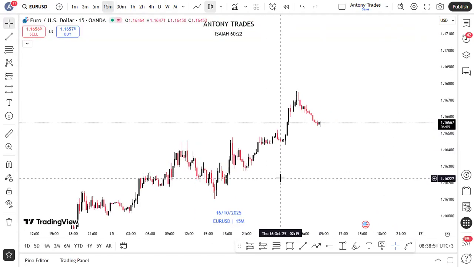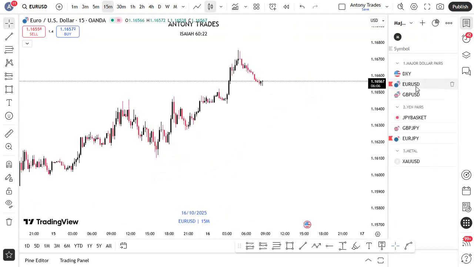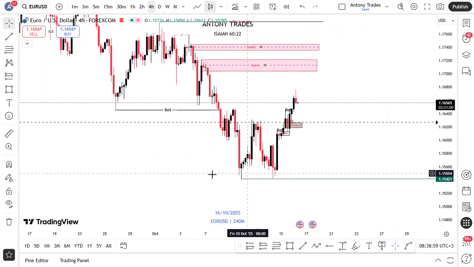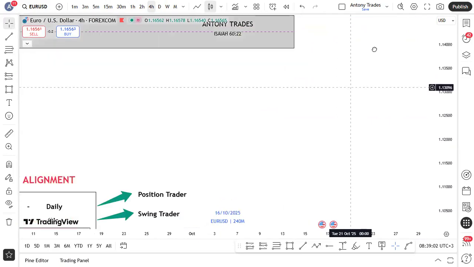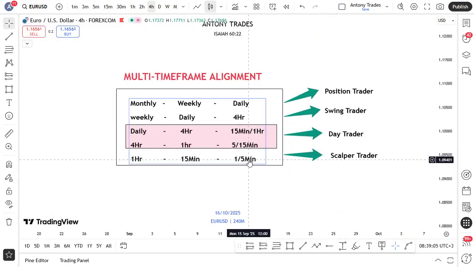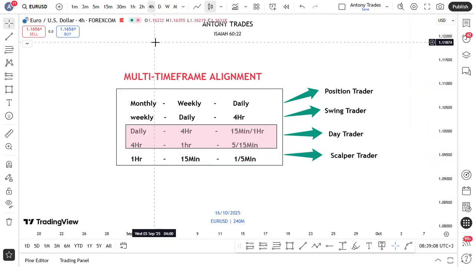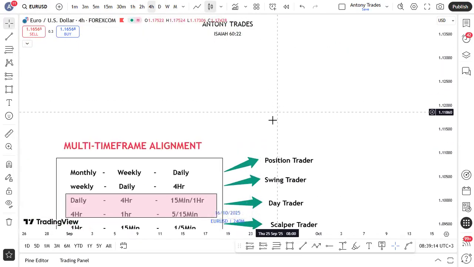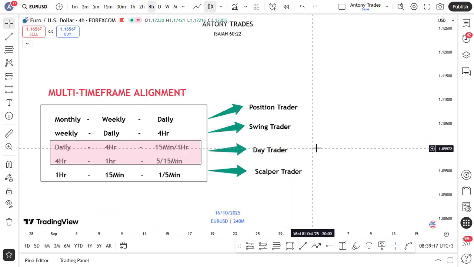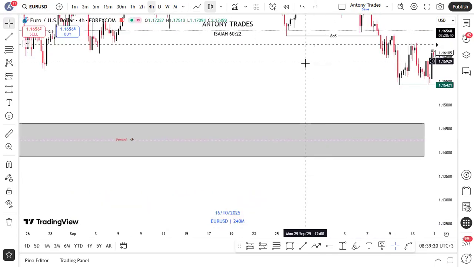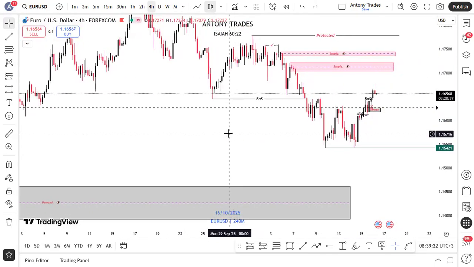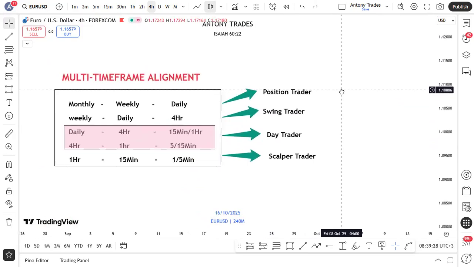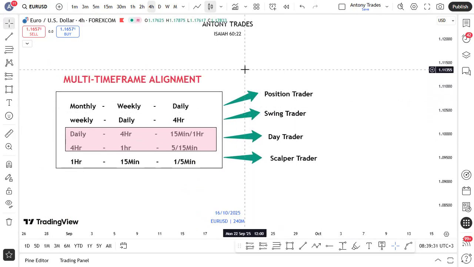And I don't think I have to do the same thing on a scalper trader because the process will just be the same. So just repeat the same process that I've shown you guys so far on the position trader, swing, and day trader. Are you getting it? Repeat the same process until you understand how to do the multi-time frame market analysis.